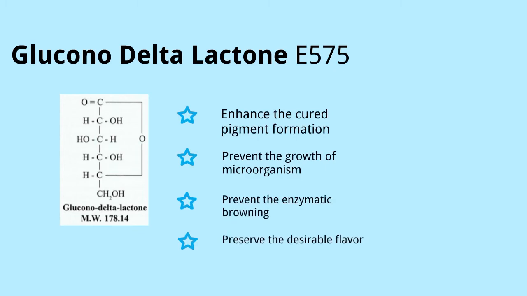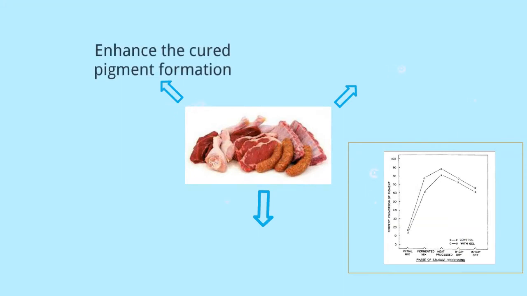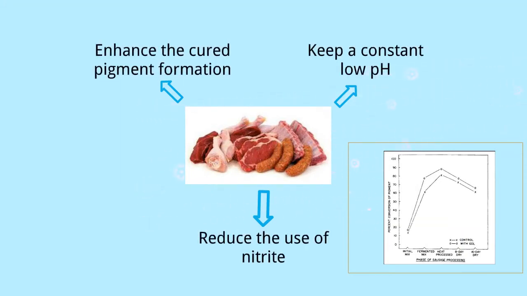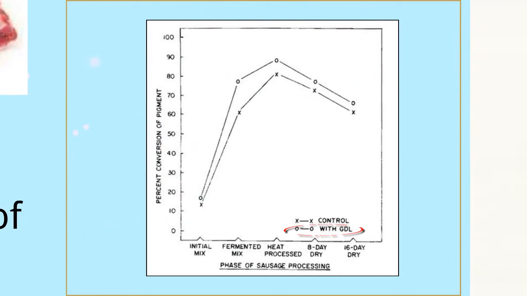Let's get some applications. In meat products, adding GDL can enhance the pigment formation and keep a constant low pH, which can reduce the use of nitrite. From the graph, we can see the sausage with added GDL convert more pigment. In United States, the maximum use of GDL in meat is 5,000 ppm.